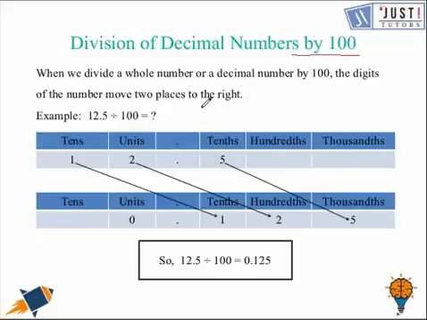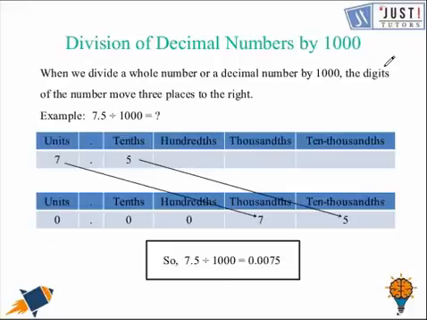Let's move to the next slide, and we'll try to divide decimal numbers by 100 this time. Because we are dividing, we'll be shifting the digits to the right. However, this time we'll shift the digits by two places because we've got 2 zeros in 100. Let's start with an example. 12.5 divided by 100. So the tens place would come to tenths after the decimal. Then the units place would come to hundredths after the decimal. And then the tenths place would come to thousandths after the decimal. So the answer for this question would be 0.125.